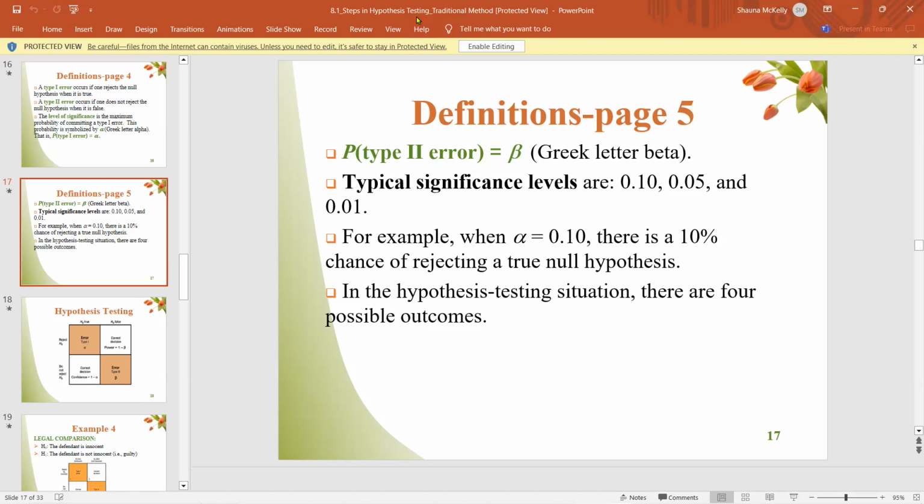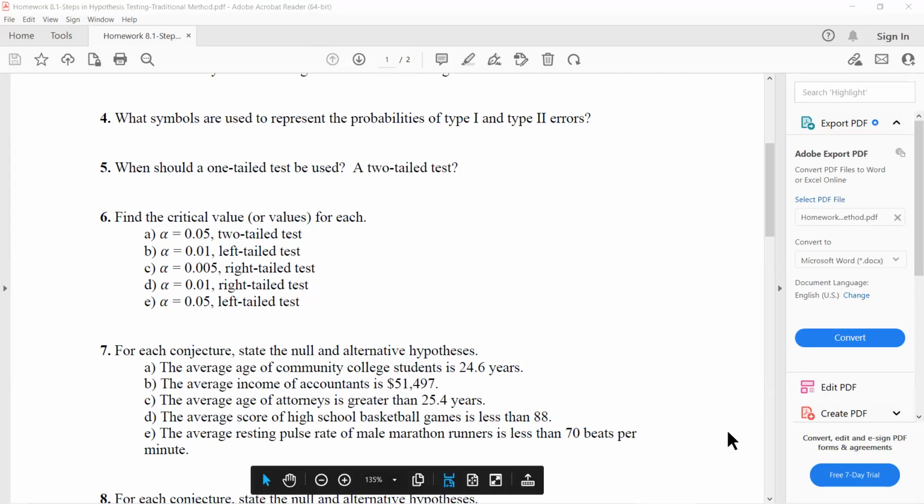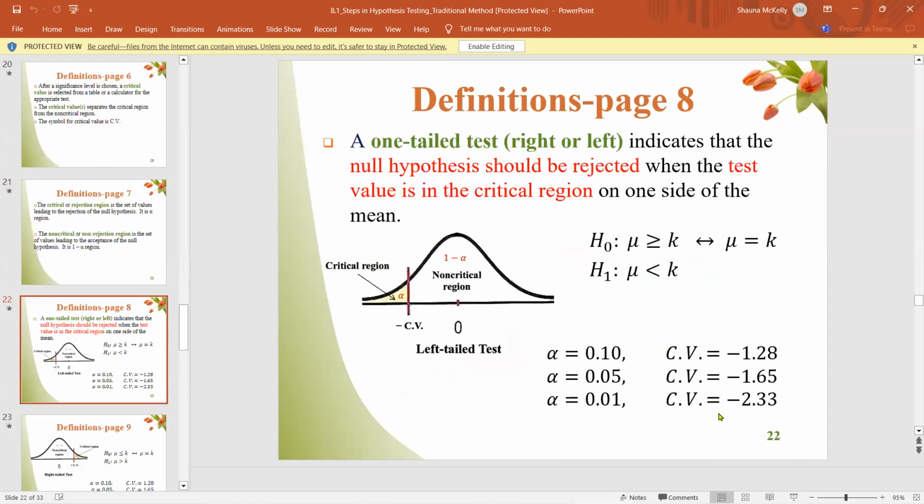Number 5 is about one tail versus two tail, I believe, right? When should a one tail test be used, and when should a two tail test be used? Let me show you what this looks like before we discuss this. This is a drawing of what a one tail test might look like. This is a left tail test, and it shows you here's your critical region, here's the non-critical region. It's considered one tail because there's one critical value.